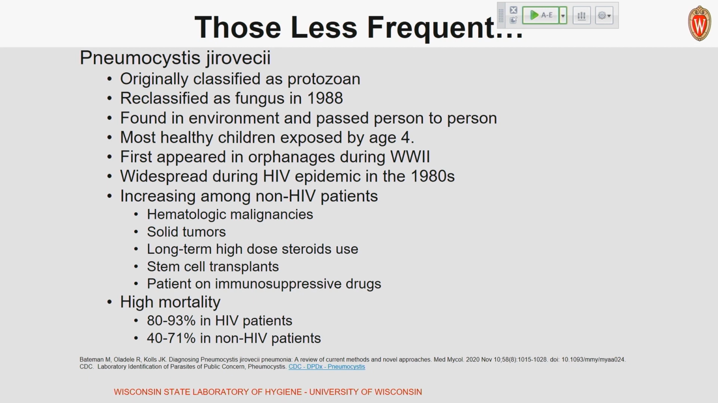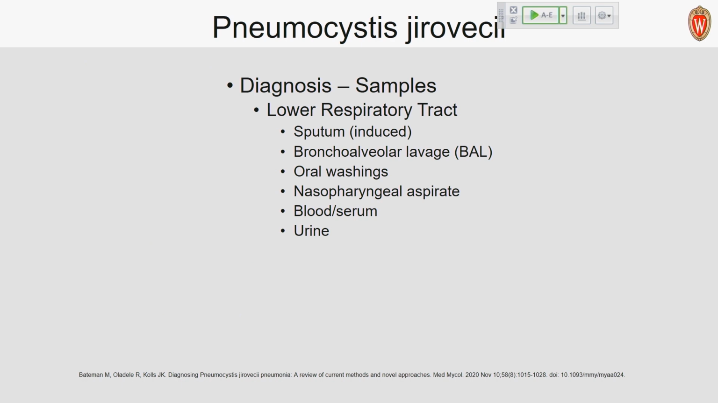Significance is it does have a relatively high mortality rate, upwards of 80% in HIV patients, anywhere between 40 and 70 in non-HIV patients. Diagnosis samples: lower respiratory tract samples, induced sputums, and induced sputums based on the literature are better samples than just regular expectorated sputums. Bronch specimens, potentially oral washings, NP aspirates, blood serum, and urine as we look towards diagnostics of the future.